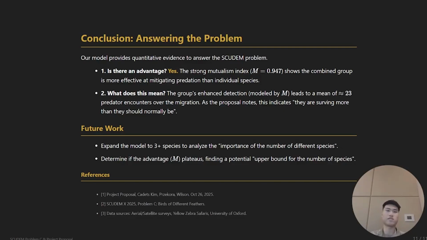We're able to answer a second question. What does this mean? It means that over the migration, the herd will experience a mean of 23 predator events. As our proposal notes, this indicates they are surviving more than they normally would. For future reference, this two-species model can be expanded to 3 or more species to account for confounding variables or to find upper bounds of this advantage.